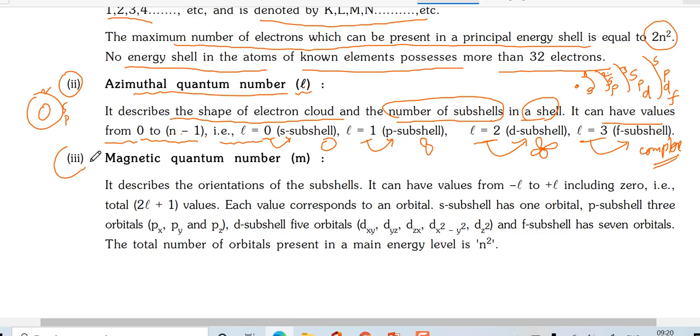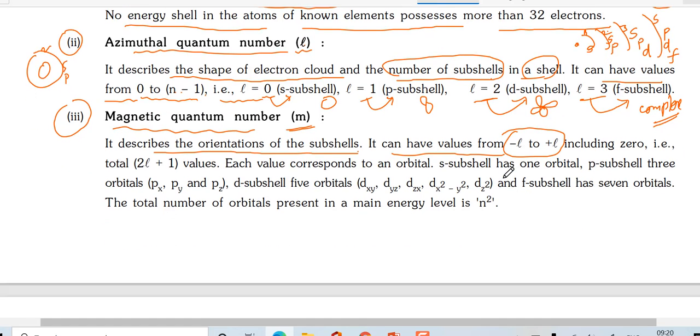Next, magnetic quantum number. The magnetic quantum number is shown by small m. It describes the orientations of the subshells. It can have values from minus L to plus L.